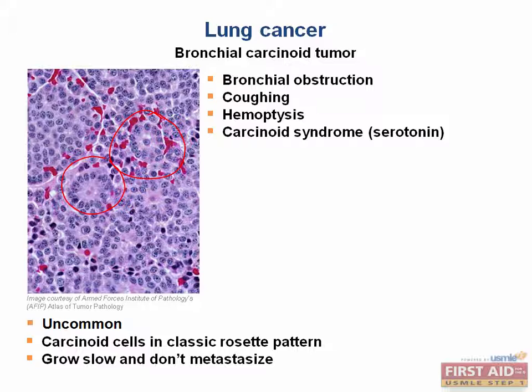Overall, how can you remember which of these lung cancers are central versus peripheral? Well, like we talked about, one way to remember this is with the S sound. Squamous cell and small cell are both central.